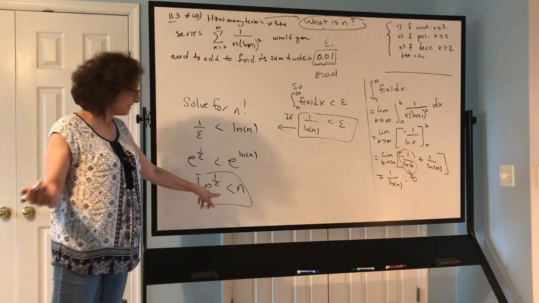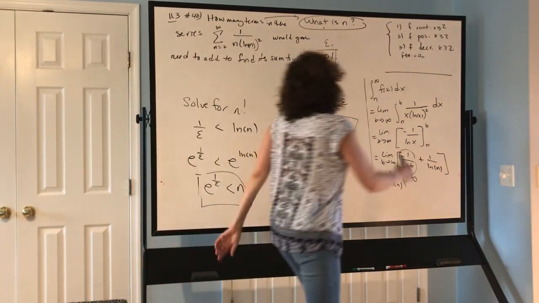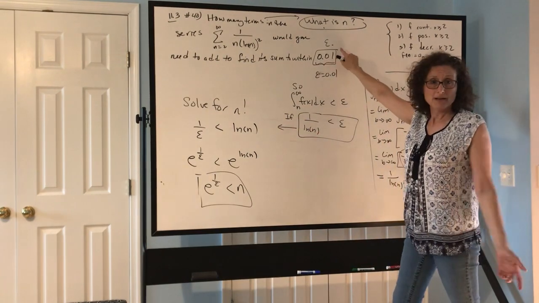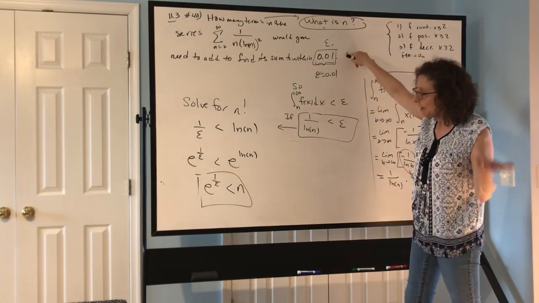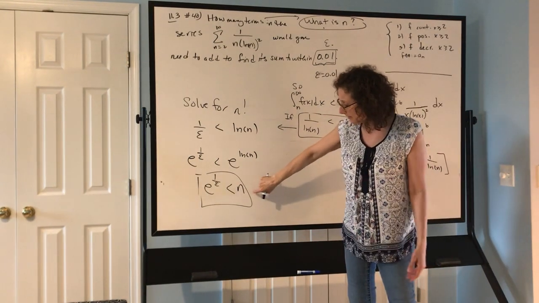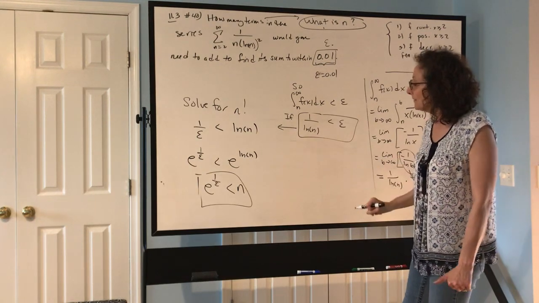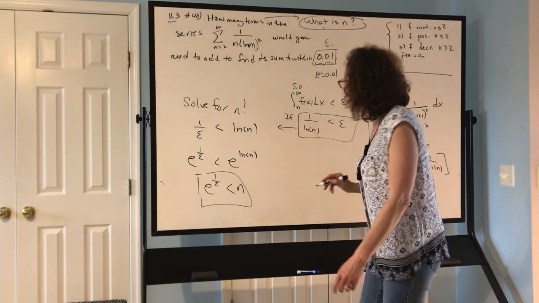So the nice thing about this is it's true for any error tolerance. If I change my mind and I wanted the error tolerance to be something other than 0.01, I don't have to redo all the calculations, yeah? I've already got a nice little formula, n as a function of epsilon, right? Okay. And so this is our guy, all right?